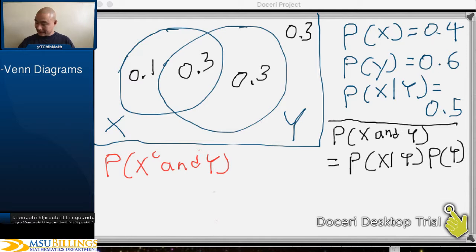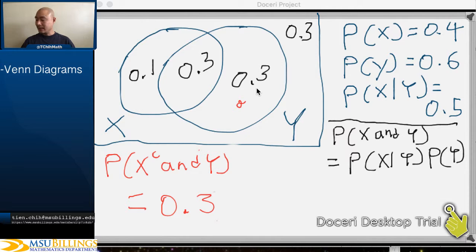So for P of X complement and Y, I just have to look at these four regions again and ask which one is X complement and Y. Well, Y is these two regions. This piece is in X, this piece is not in X. So that piece is both Y and not X, or X complement. So my probability is 0.3.